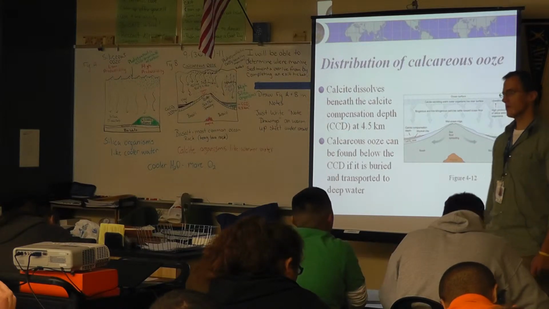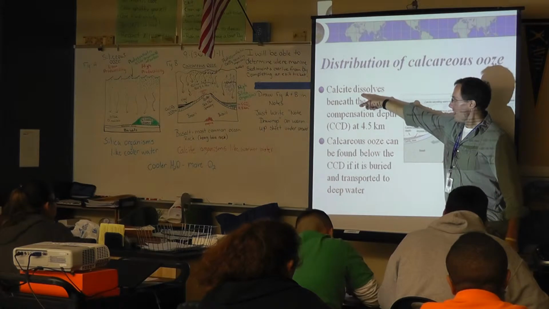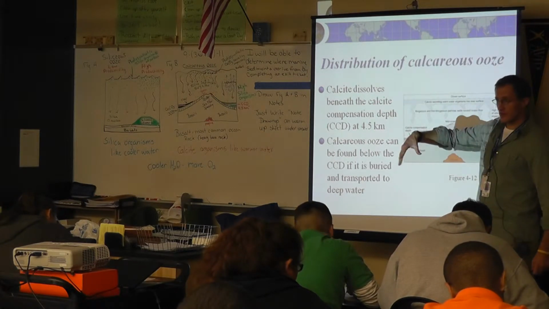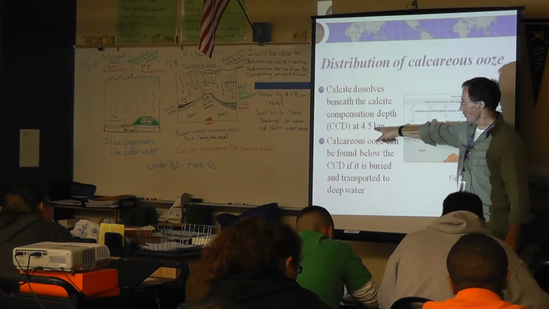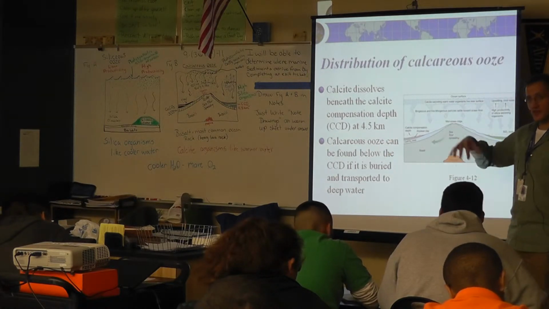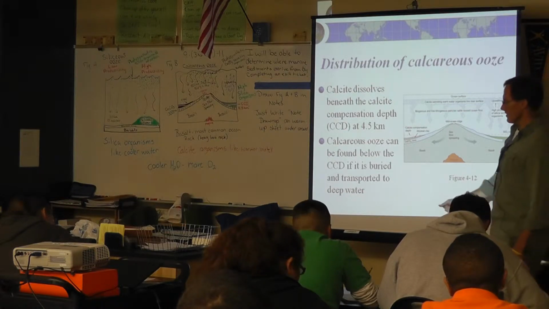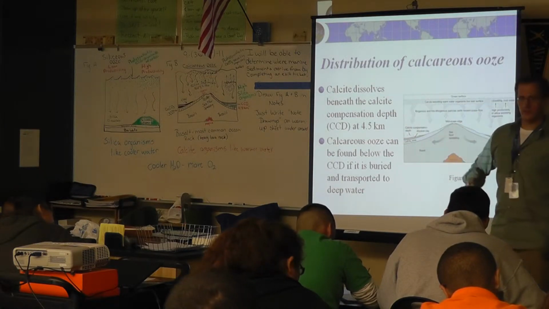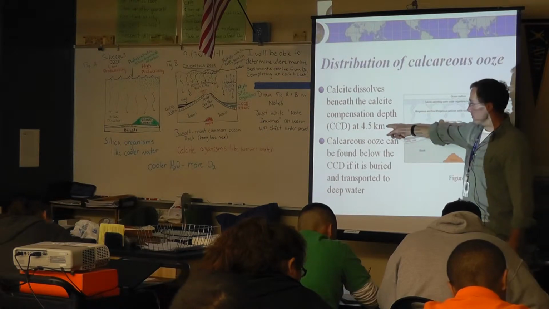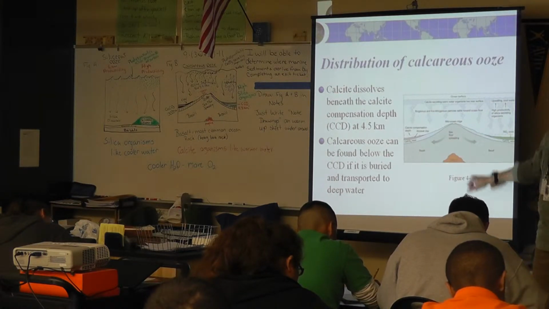So what this is saying is that as calcite falls to the ocean floor, if it reaches 4.5 kilometers, which is 4,500 meters, below that it just dissolves. It can't survive. So generally below 4,500 meters, you will not find calcite.